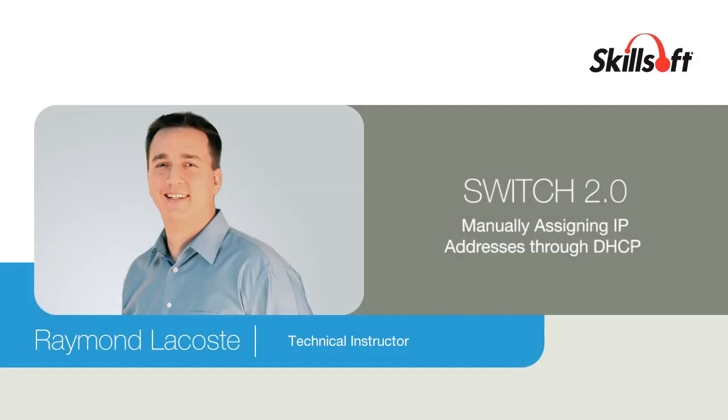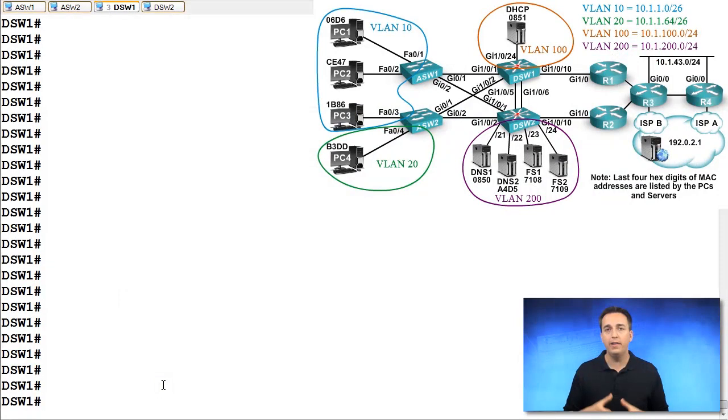I have a problem within my organization. That problem is related to the fact that I want certain devices to always have the same IP address. Now, I could statically define the addresses on those devices. However, I'm running DHCP within the organization. Specifically right now, DSW1 is a DHCP server, and it's handing out IP addresses to those stations in VLAN 10.